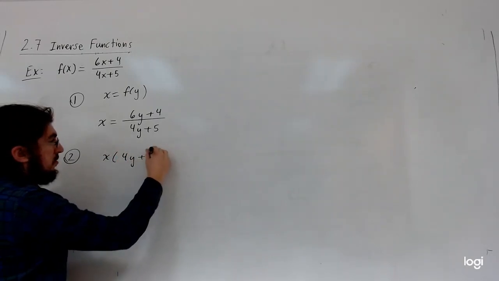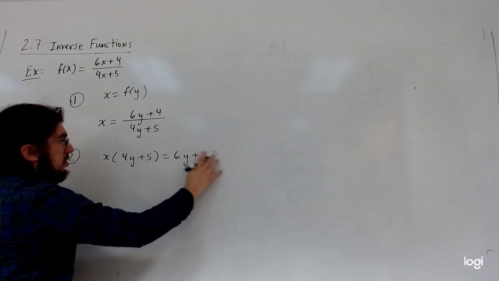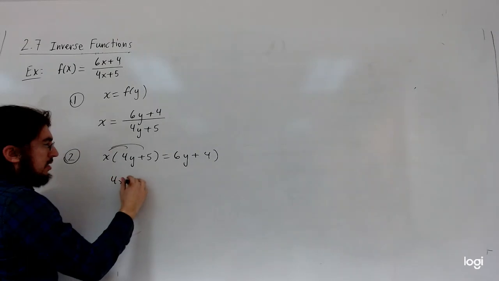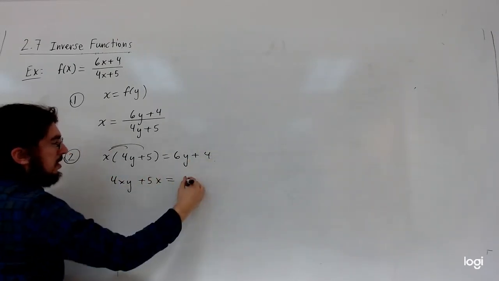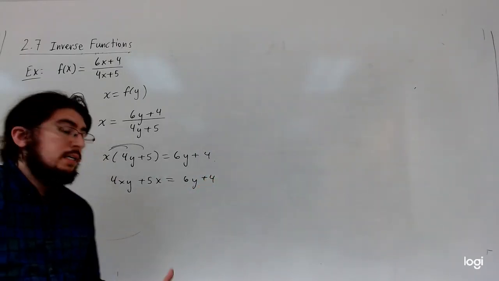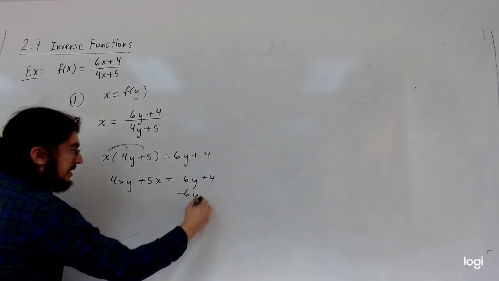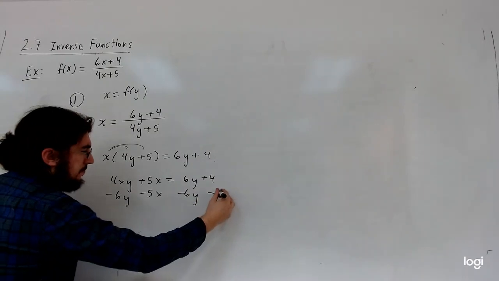Things are simple enough so far. Then we are going to distribute the x on the left, and I'll get 4xy plus 5x is equal to 6y plus 4. And remember, we want to solve for y. So let's move all y's to one side and all non-y's to the other. So subtract 6y to the left and subtract 5x to the right.